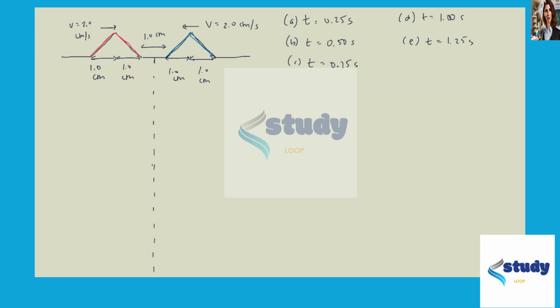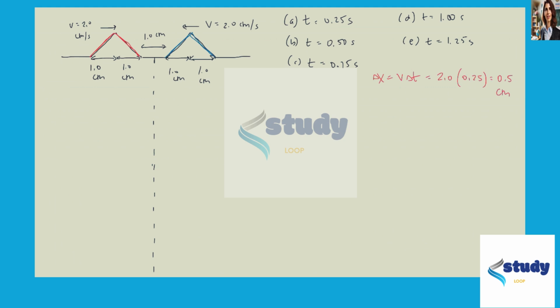One of our first things to notice here is how far does each one travel in one of these time intervals? So if we take 2 centimeters per second multiplied by a 0.25 second time interval, each one is going to travel 0.5 centimeters.